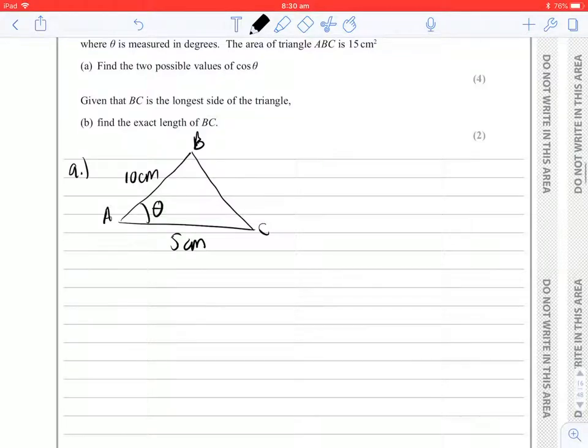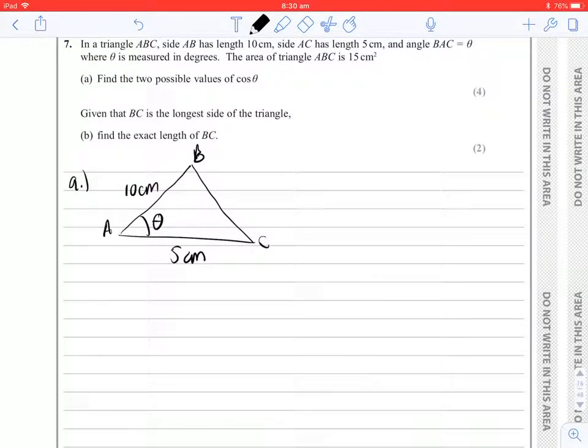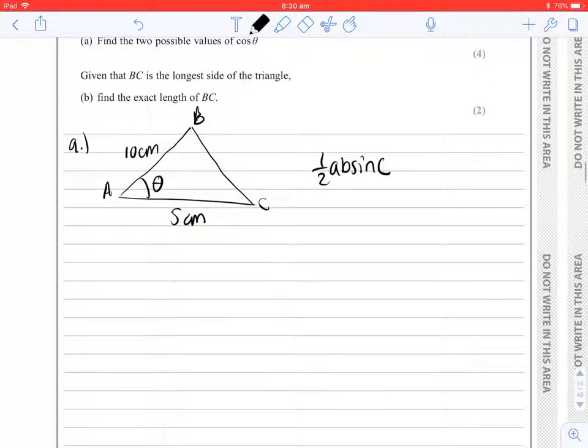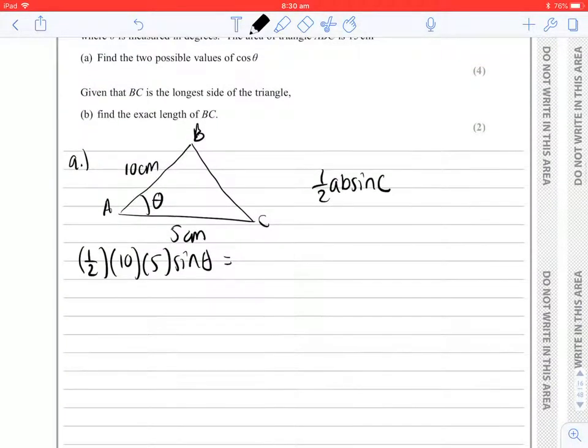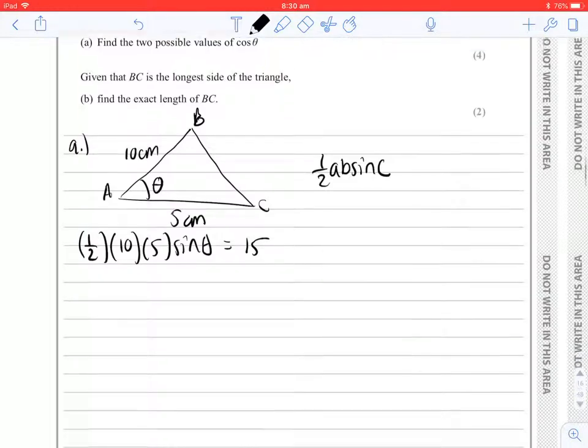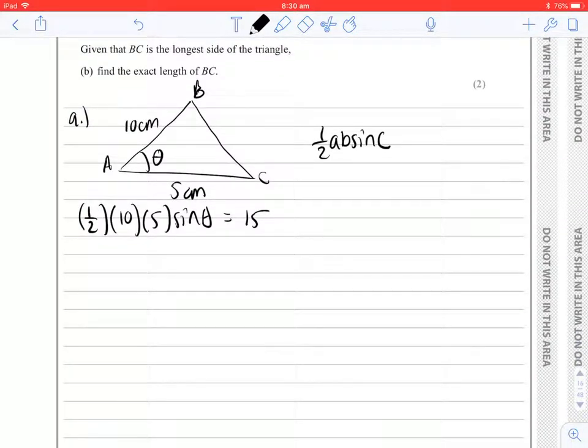So what we know is that the area is 15 centimetres squared, and the area of a triangle is a half ab sine C. So we've got a half, a I'm going to call 10, b I'm going to call 5, sine theta, and that is equal to 15 centimetres squared. 10 fives are 50, a half of that is 25, so we've got 25 sine theta is equal to 15. Sine theta is equal to 15 over 25, which simplifies to 3/5.